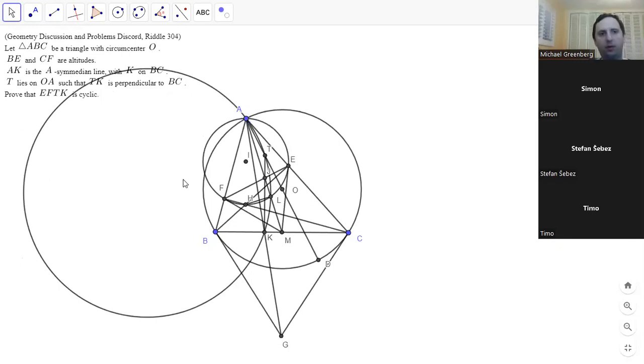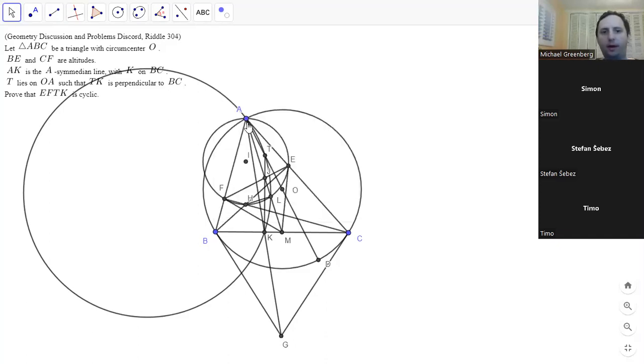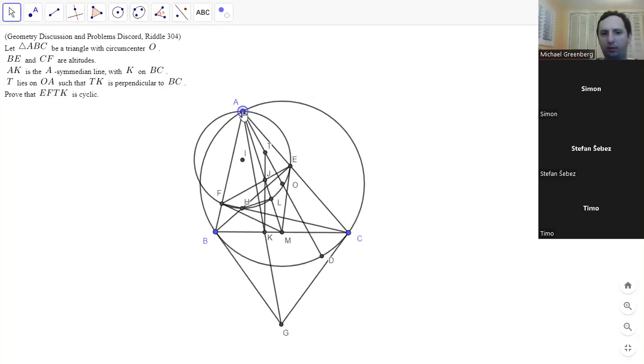Interesting. So we know we have an angle bisector here. Is that enough to show that this is cyclic? We should prove that EF, AM, and TK concur. I think that is really important. Yeah. All right. I'm going to hide this circle for now just because it's big. But yeah, that's ultimately what we want to show.